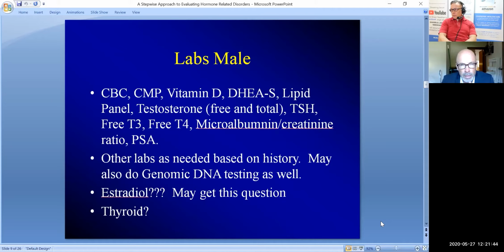Yeah, testosterone, and again, I try and stay free and clear of the gym rats. So, 40 and under, I generally am not going to be testing their testosterone unless there's other issues that are rising to the top. Same thing, TSH, free T3, T4. We talked about the microbiome creatinine ratio being a good baseline inflammatory panel. And then I do like to check their PSA. And then other labs are based on history. But again, I like to do that genomic DNA testing just to find out where their nutritional deficits are.